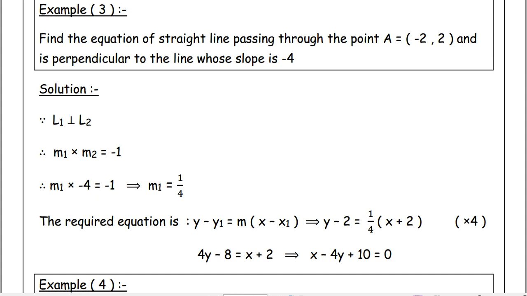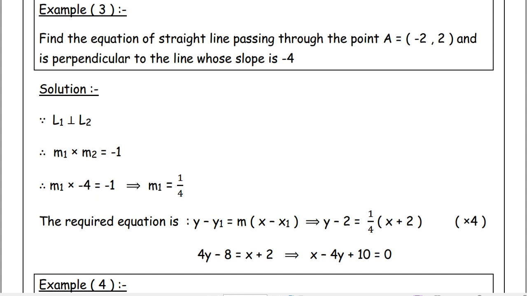So for the required equation, we now know the slope of our straight line, and we have a point that our straight line passes through. How can we form the equation of this straight line? We form it as y minus y1 equals m times x minus x1. Again, what are x1 and y1? We get them from the point. What are x and y? They stay as they are. And what is m? m is the slope.